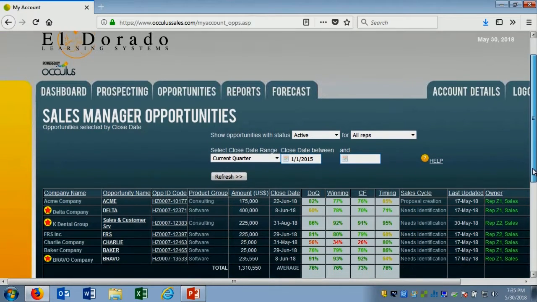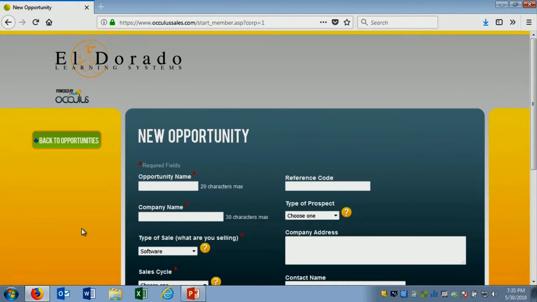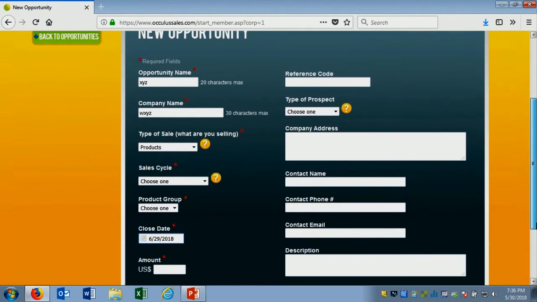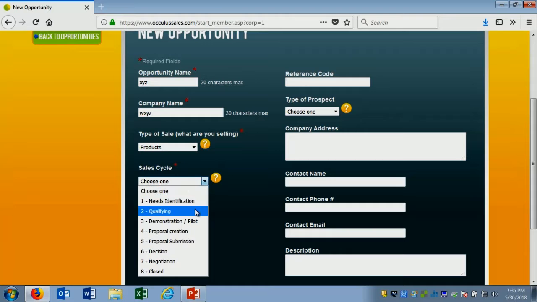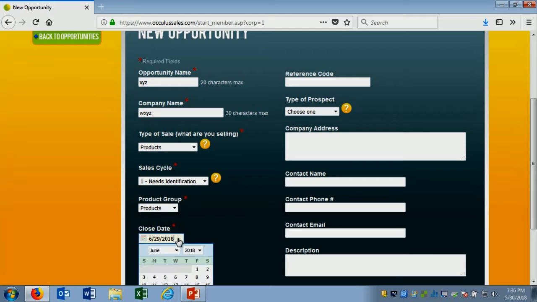Okay, this is a sales manager's opportunity, but it's the same thing the sales rep is going to do. We'll look at new opportunity. When we look at the new opportunity, we'll put the opportunity name XYZ, and the company WXYZ, whatever it is. And then what are we selling? Let's say we're selling products. And then the sales cycle, okay, we're in the needs identification stage, product group. Okay, the products, the close date.